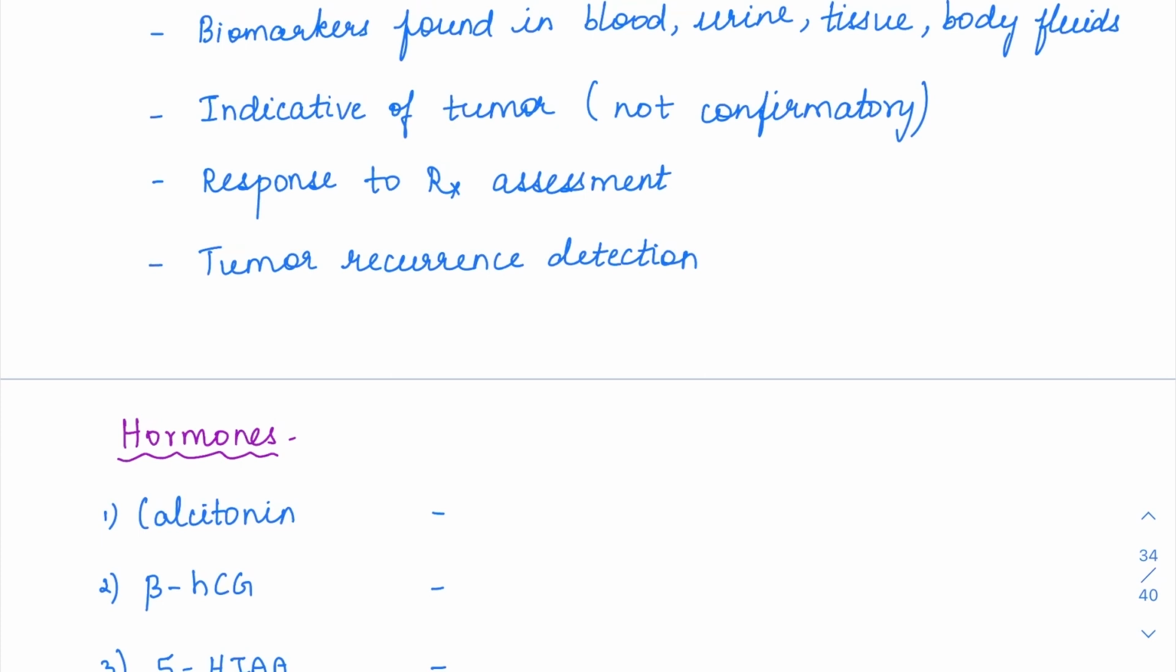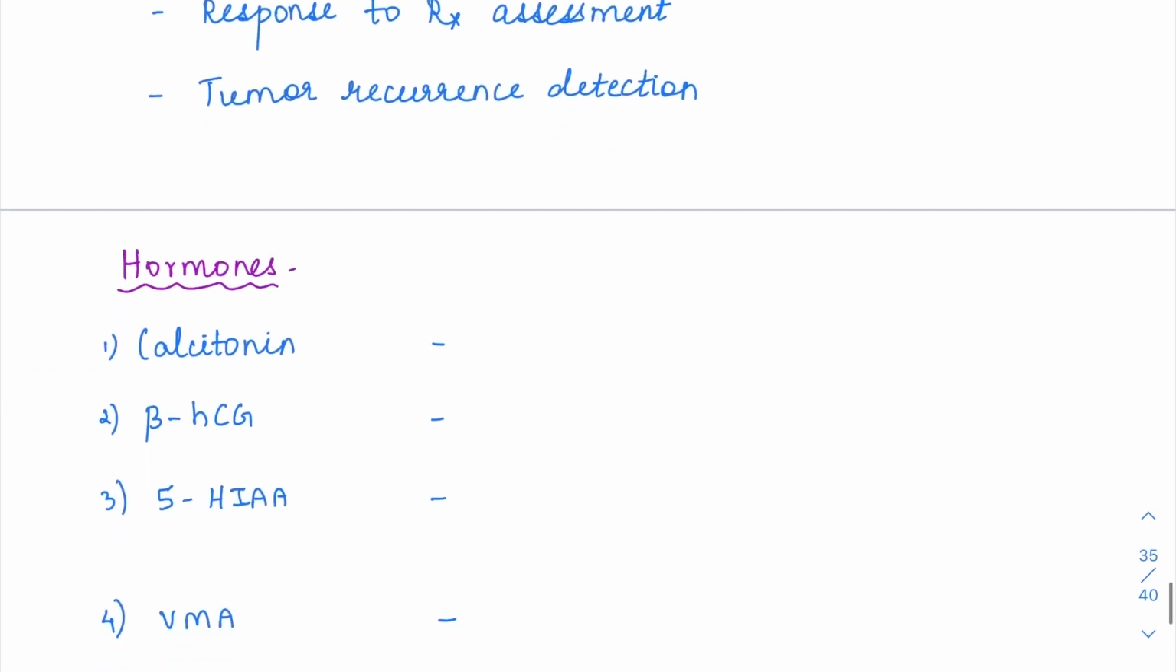So tumor markers will also come down. If the tumor markers are still above normal, it can predict the tumor response to the treatment. So to assess the response to the treatment, you can use these tumor markers. Serial assessments of the tumor markers will be done. And apart from that, you can also detect tumor recurrence.